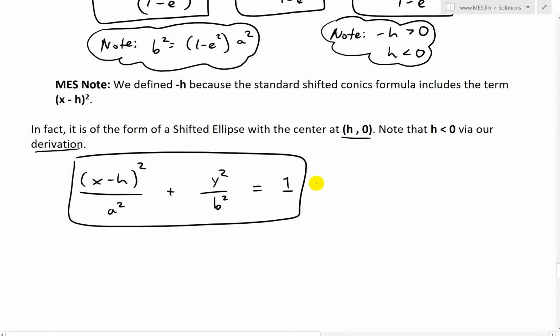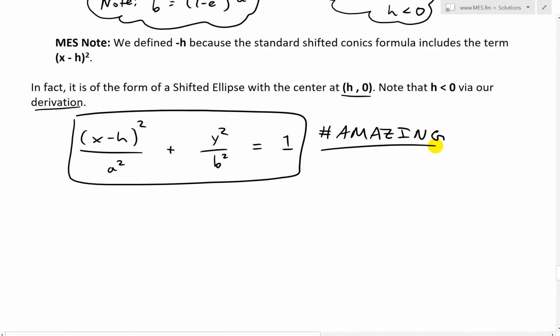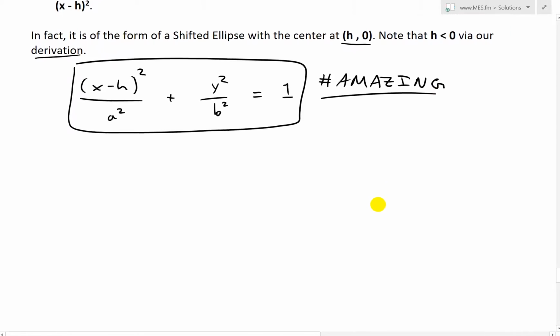And this, folks, is hashtag amazing. Absolutely amazing. All that algebra, all that polar coordinates going all the way over to here, and that theorem does in fact prove that it is applicable for ellipses when e is less than 1.